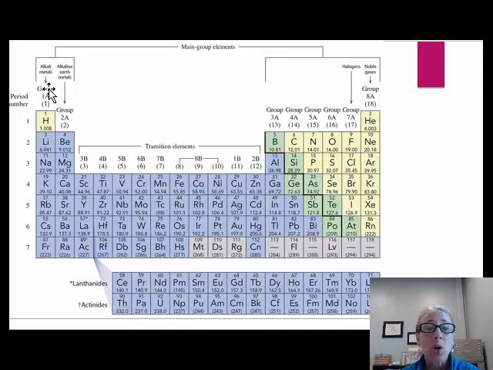The columns are known as groups or families. There are a total of 18 columns, and they are all labeled by numbers as well as numbers and letters. There remains controversy over which labeling system to use, so most periodic tables contain both. Some of the columns have common names.